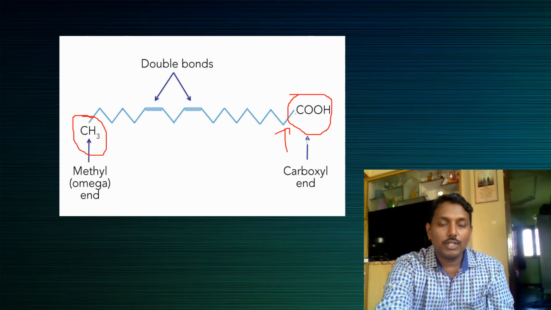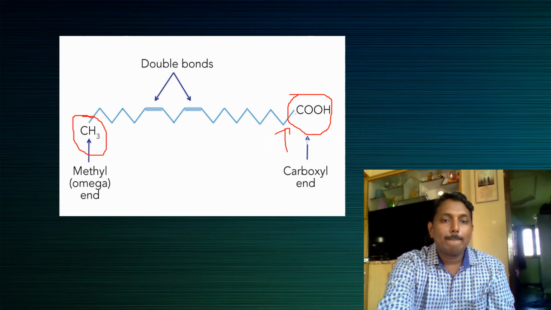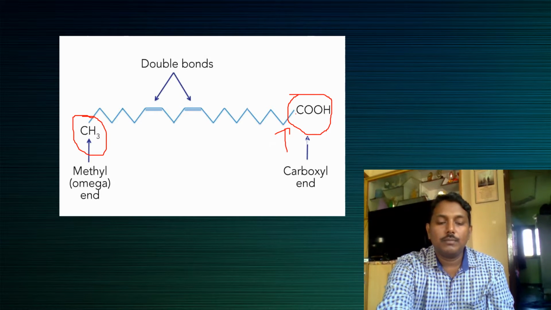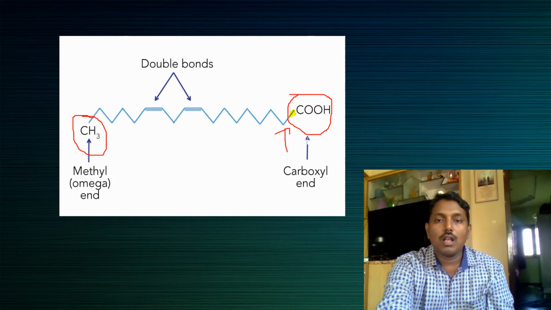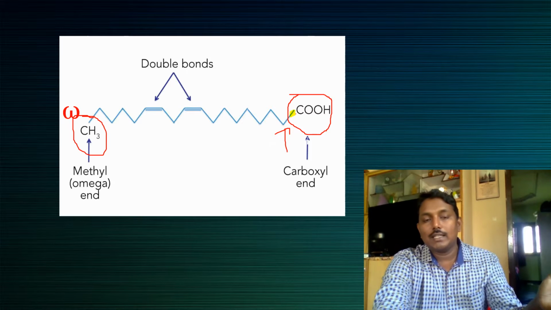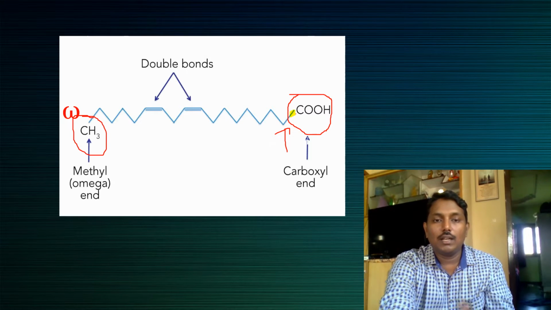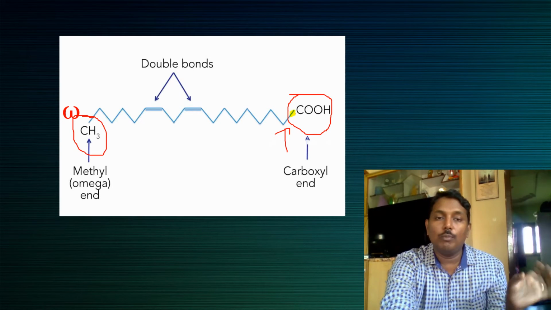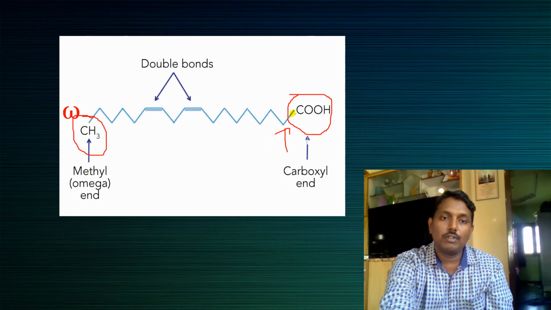So this should be the first carbon atom. This should be the second carbon atom. This is the third carbon atom. This is the fourth carbon atom. And the last carbon atom which you are observing, this is the methyl end. That would be called the end of the fatty acid chain, the omega position. So we count the omega position from here. This is the first omega position. This is the second omega position. This is the third omega position.